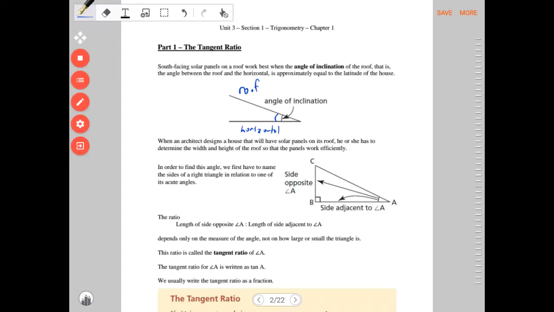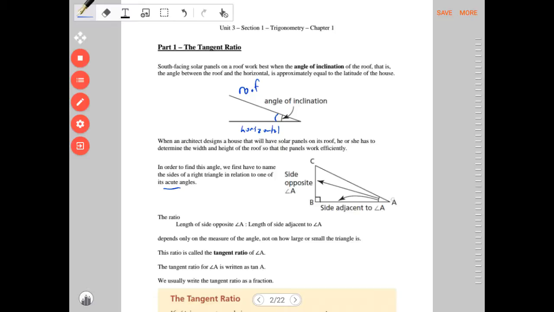When an architect designs a house that will have solar panels on its roof, he or she has to determine the width and height of the roof so that the panels will work efficiently. In order to find this angle, we first have to name the sides of the right triangle in relation to one of its acute angles. Remember, acute angles are less than 90.